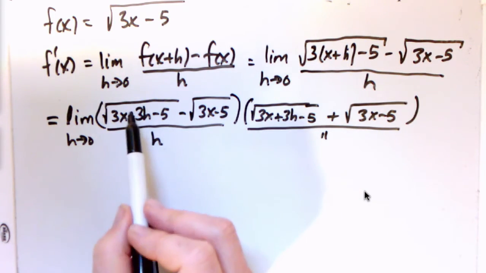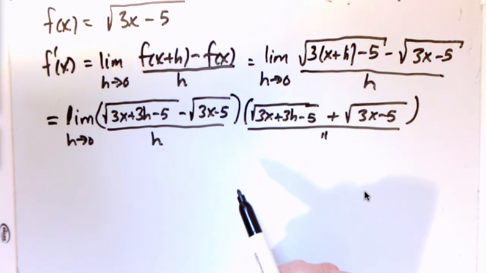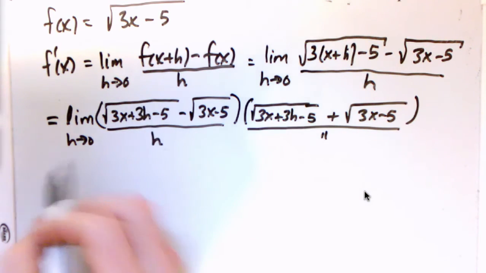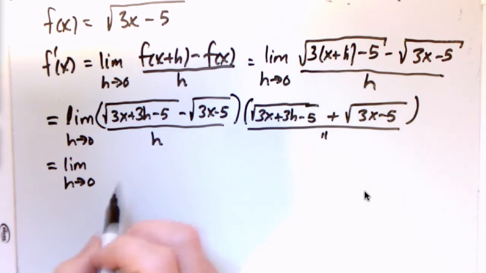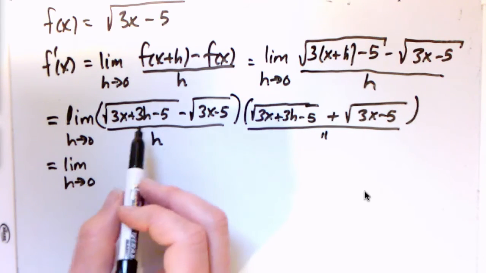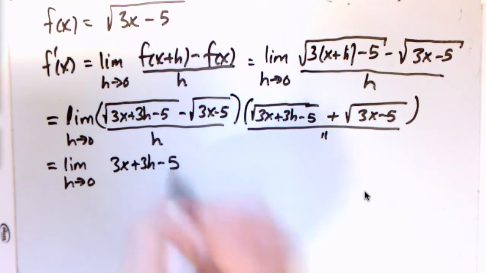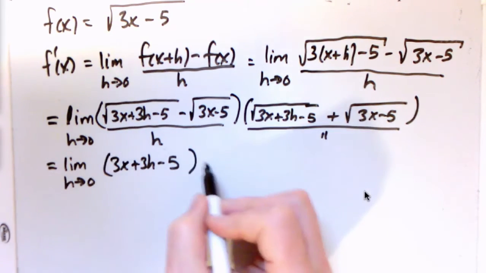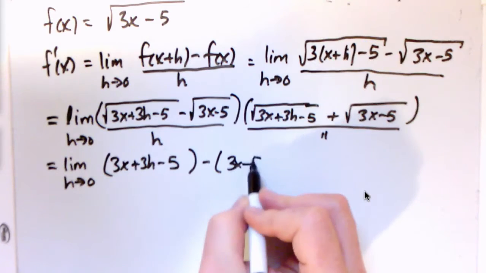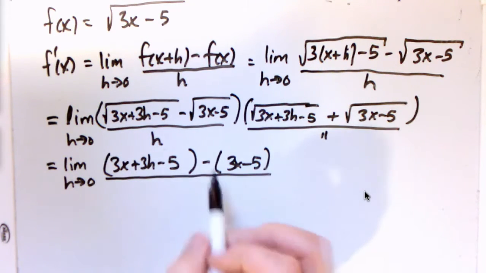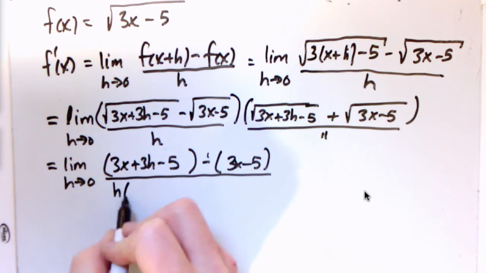Now hopefully this algebra is familiar. I've got a minus b times a plus b. When I multiply that out, I get a squared minus b squared. You can also check that by FOILing. When I take the square root times the square root, I get the quantity underneath the square root. So 3x plus 3h minus 5. I like lots of parentheses here. Minus b squared, so 3x minus 5. We're using lots of parentheses because we need to make sure that minus sign there gets taken care of. And then downstairs, don't expand anything yet.